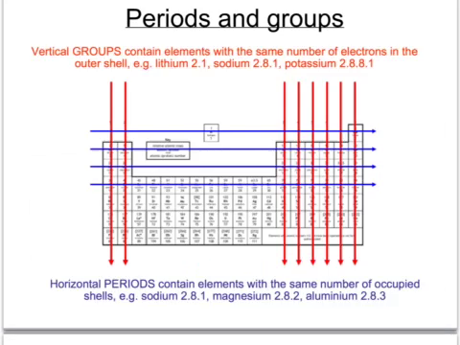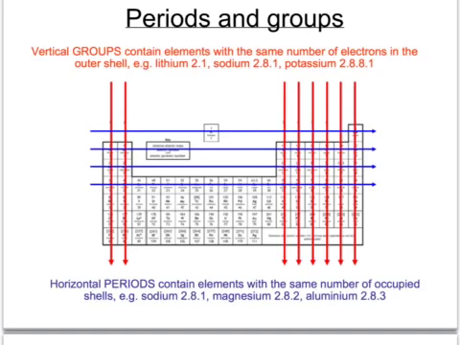So 2 key words, groups and periods. Periods in the periodic table are these horizontal collections of elements, and as you go from left to right across a period, one of these shells is filling up with electrons.